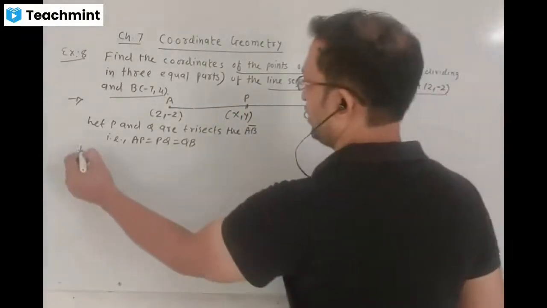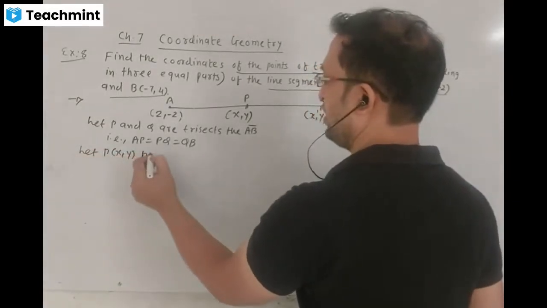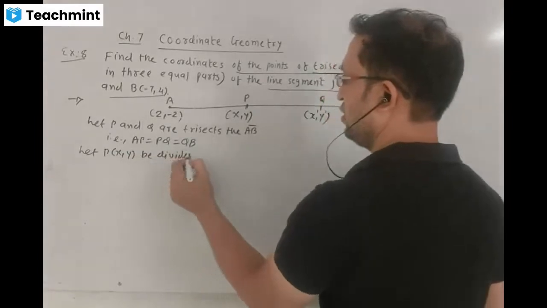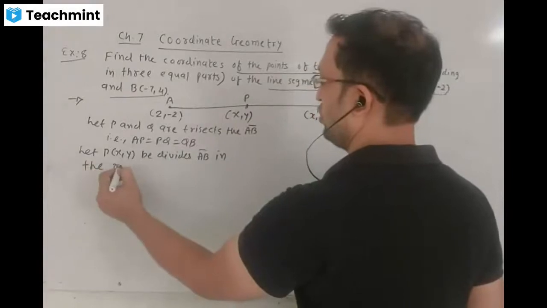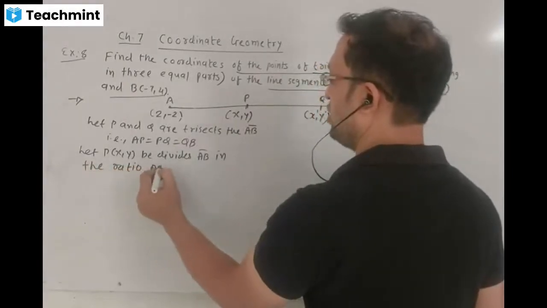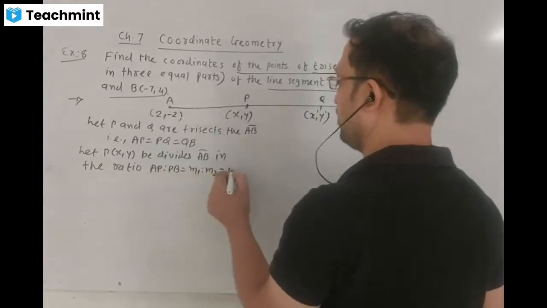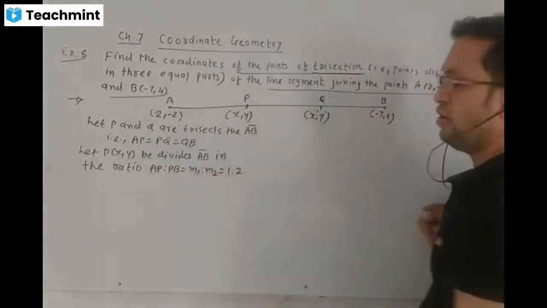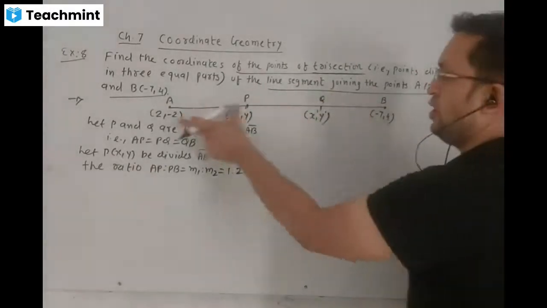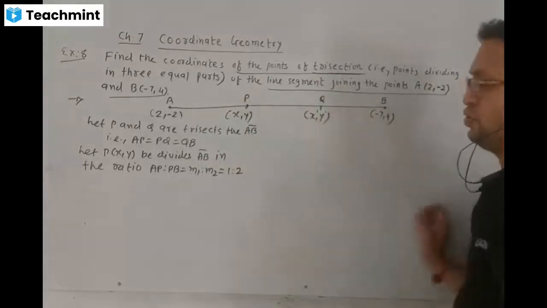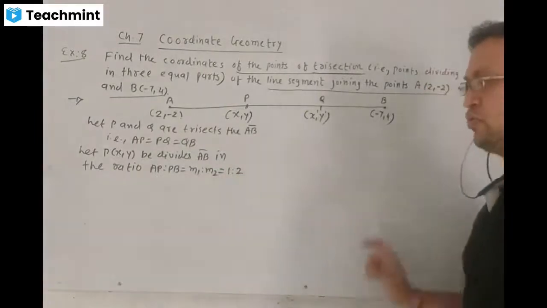Let P(x, y) divide AB in the ratio AP : PB, that is m1 : m2, equal to 1 : 2. ये सबसे मेन पार्ट है समझना. AP is 1, PQ is 1, QB is 1. Therefore AP : PB, 1 plus 1 is 2, so m1 : m2 is equal to 1 : 2.